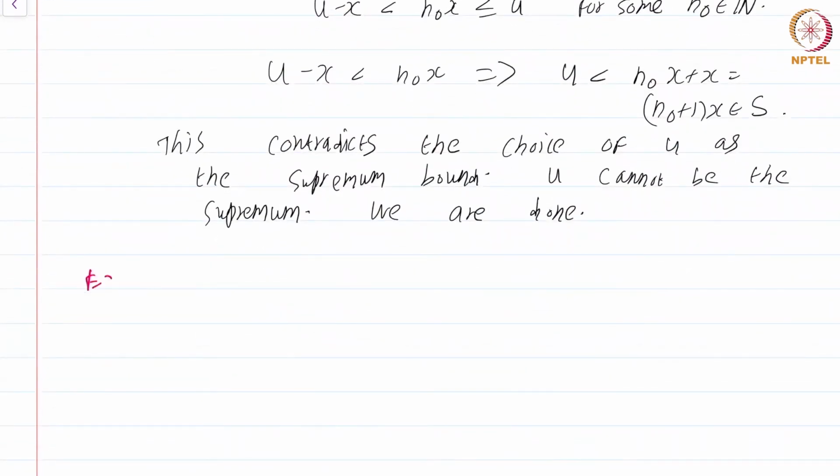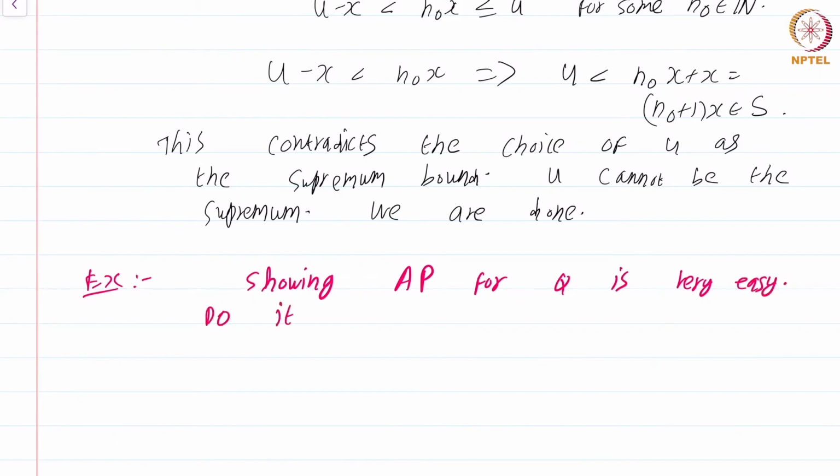Now let me give you an exercise showing the Archimedean property, which I'll abbreviate as AP, for Q is very easy. You don't need to do any of this complicated stuff. Do it. Fine. So we have now shown the Archimedean property for any complete ordered field.